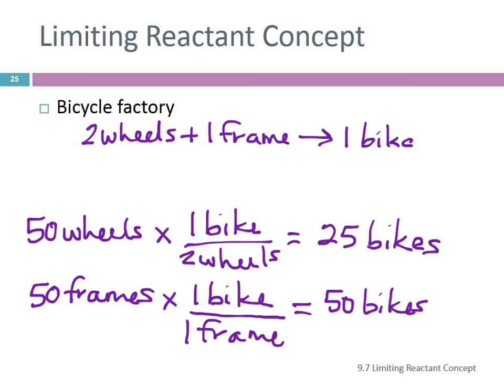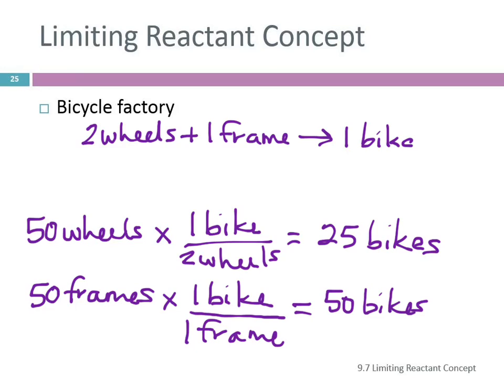But if I had 50 wheels and 50 frames, could I make 50 bikes? No, why not? Run out of wheels, right? Because you can't make a bike without wheels. It just doesn't work. It's not a bike. So, what is limiting how many bicycles we can make in the factory? The number of wheels. If we had more wheels, we could make more bikes, right?